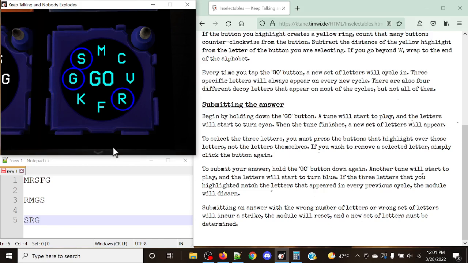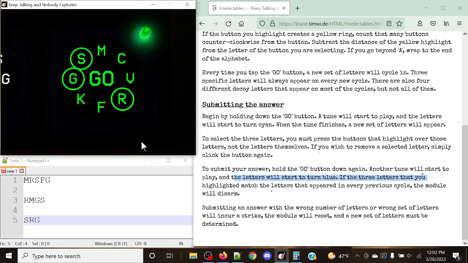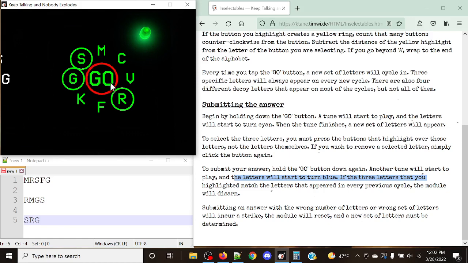So now, to submit our answer, we're going to hold the go button down again. Another tune will start to play at the module, and the letters will start to turn blue. And if the 3 letters that you have highlighted match the letters that appeared in the previous cycle, the module will disarm. So now let's hit this guy here. And just like that is a solved module. That's exactly what you need to do with this one.